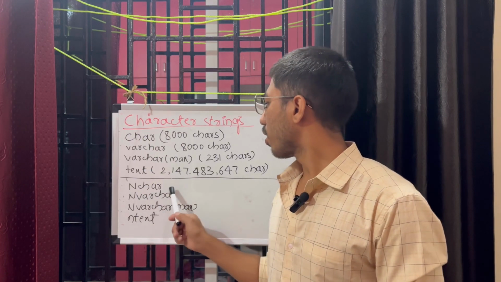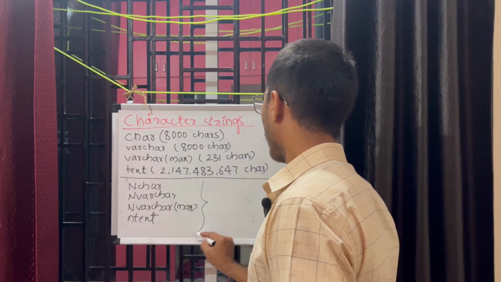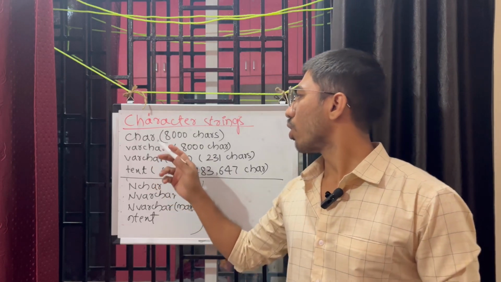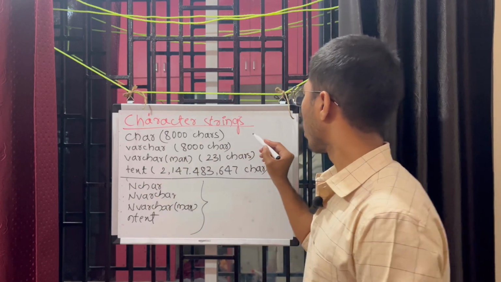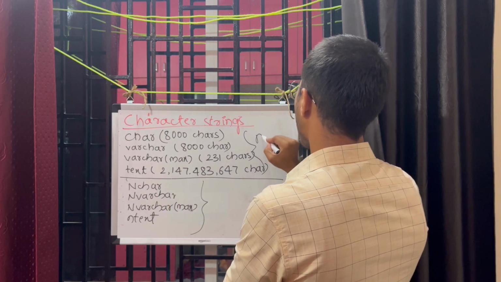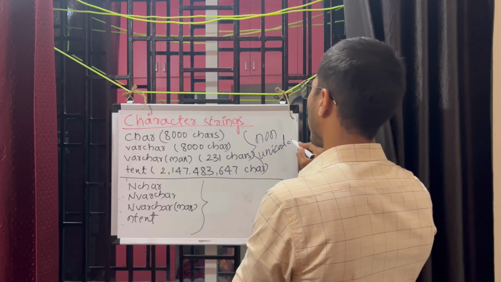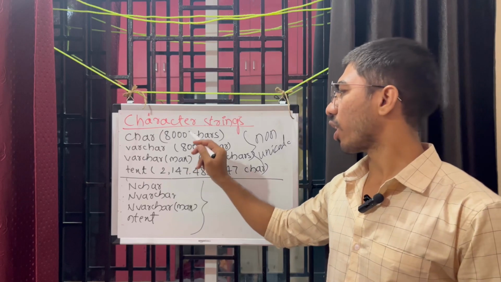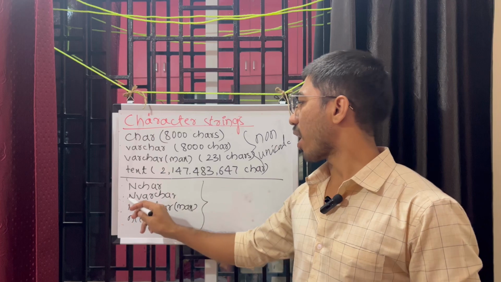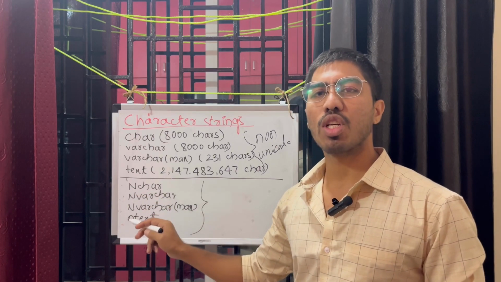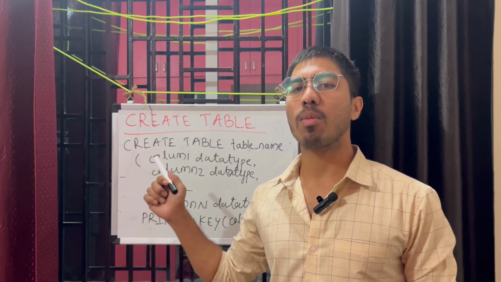Okay, and these four are similar to these four. The only difference is that the above four data types are non-Unicode, and these four data types have n at the beginning. This means Unicode characters.